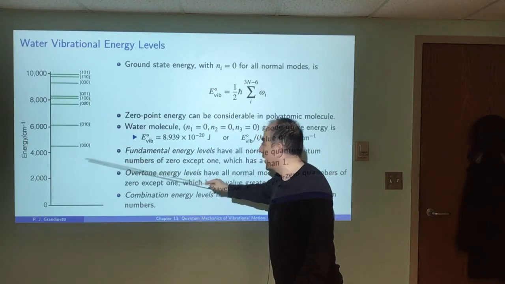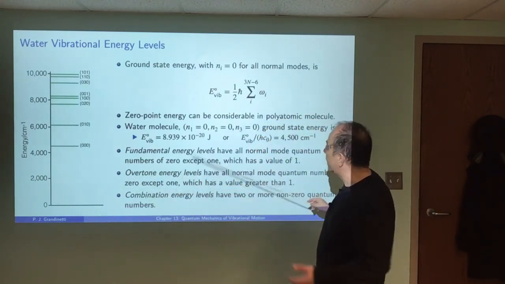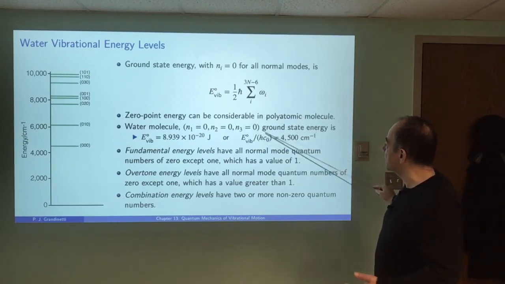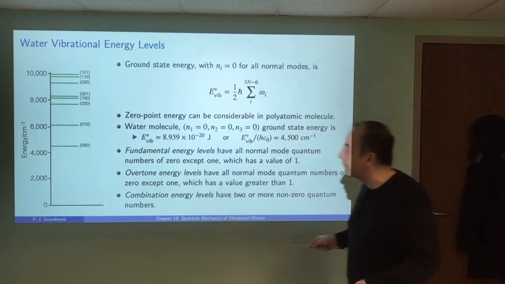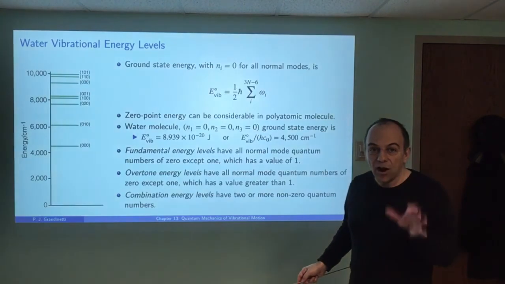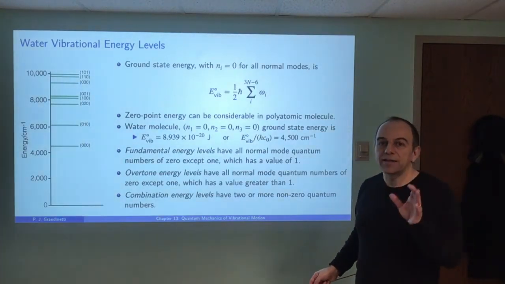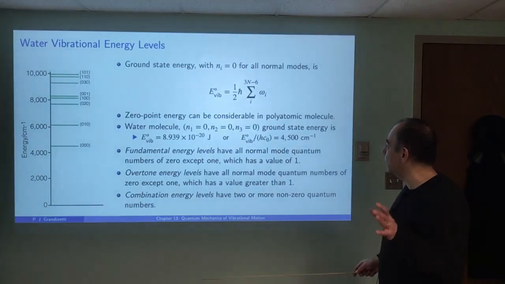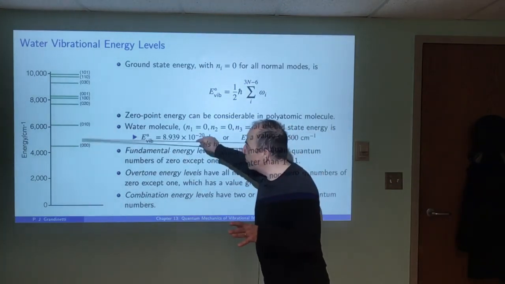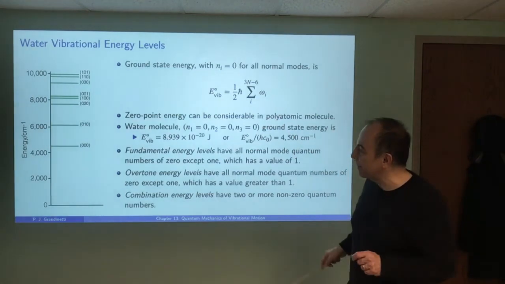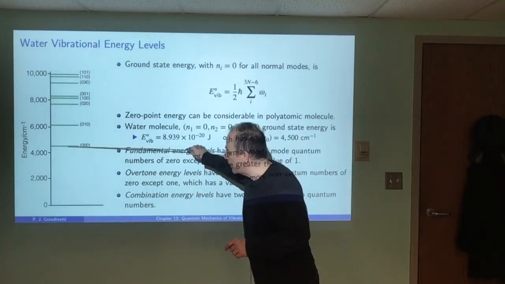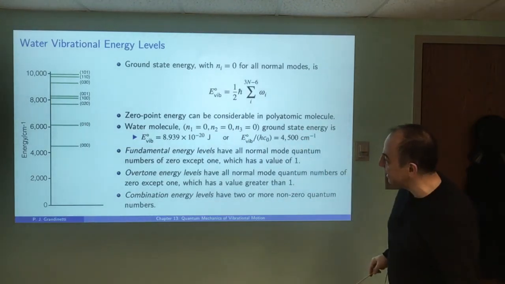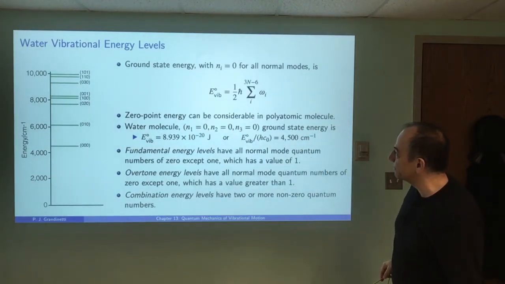All of those, N1, N2, and N3, those energies add up, and so what we get for the ground state is the sum of all those, and so 4,500 is pretty high. Remember that kT was about 200 inverse centimeters at room temperature, and you can see that these are quite big differences, particularly with respect to the ground state and the first excited state compared to kT at room temperature.